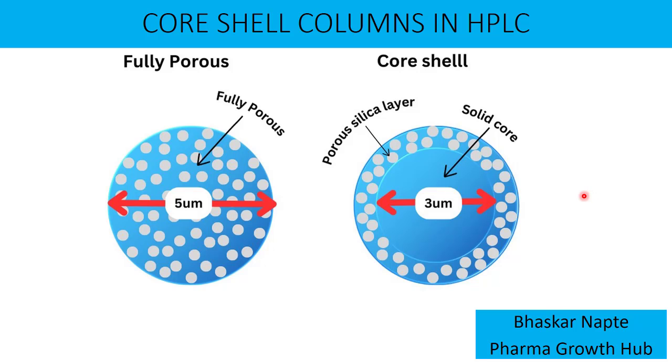This silica has the porous part so that the interaction of our analyte can happen with the stationary phase. So in case you want to have the 5 micron core shell, what is the effective porous layer of the silica material? It is around 1 micron, versus 5 micron in the case of the fully porous. Isn't it? So that is the difference between a fully porous particle and a core shell particle.